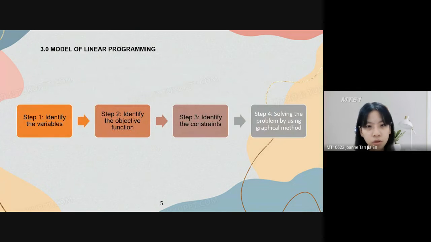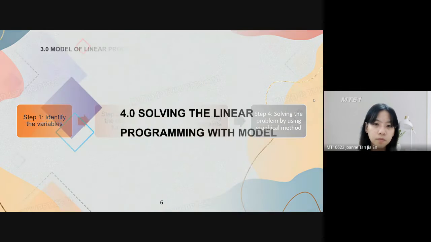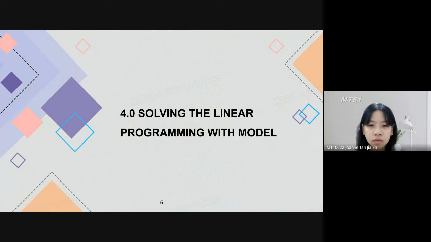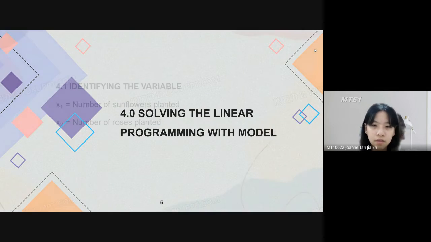3.0 Model of linear programming. Model of linear programming includes some steps. Step 1. Identify the variables. Step 2. Identify the objective function. Step 3. Identify the constraints. Step 4. Solving the problem by using graphical method. Then we need to solve the linear programming with the model given just now.